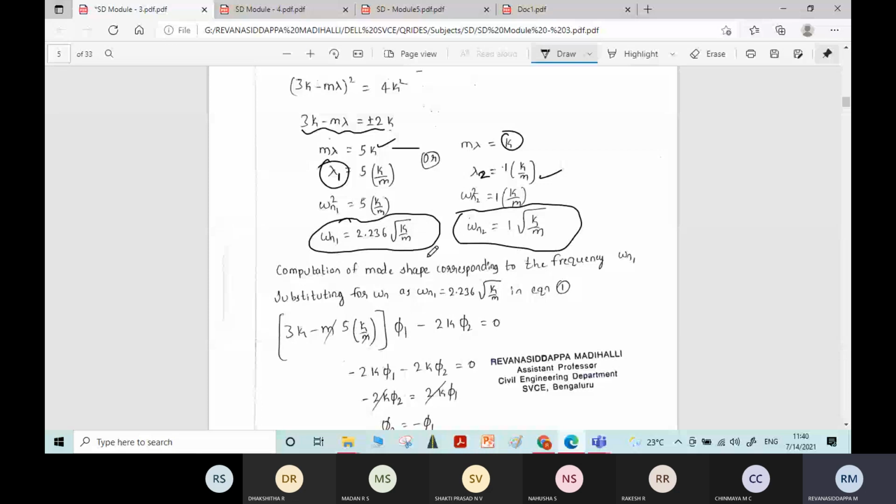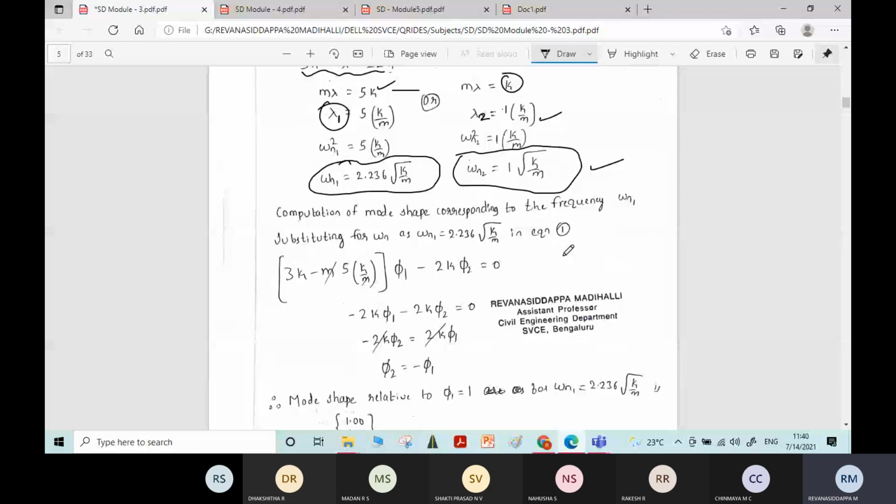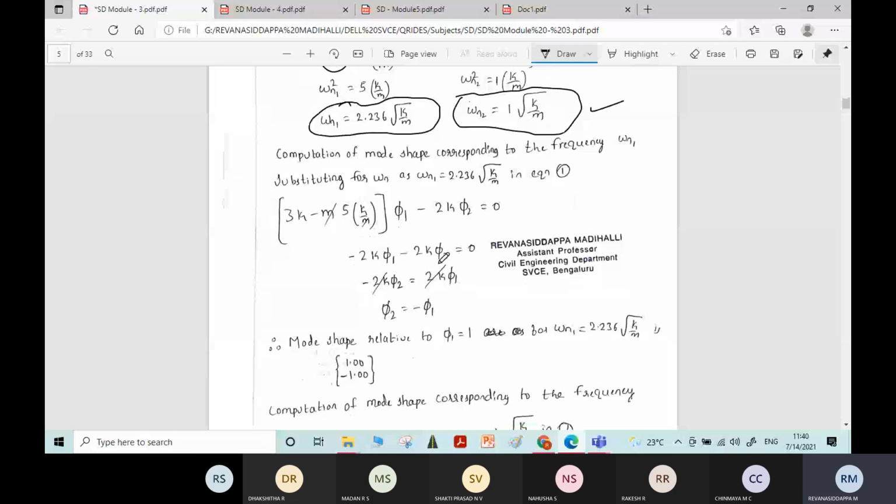So if you solve up to here, you will get around 70% of the marks. The next step is to find mode shapes. There are two natural frequencies, and for two natural frequencies you will get two different mode shapes for the given system. First, for omega n is equal to 2.236 root of k by m, the mode shape is determined.